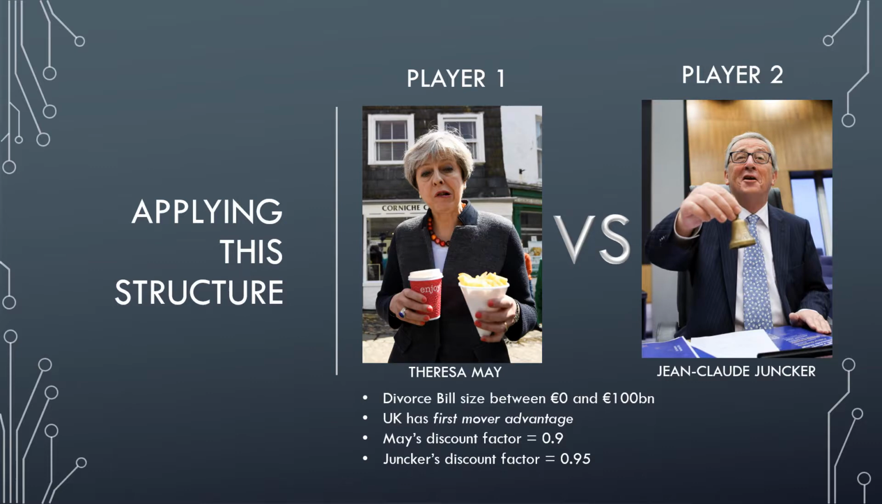The model we present does not require players to have equal discount factors. In this case, we'd expect the UK to be slightly less patient since the effect of a long negotiation process will have greater impact on a smaller economy. We hence assume that May's discount factor is 0.9, whilst Juncker's is 0.95.